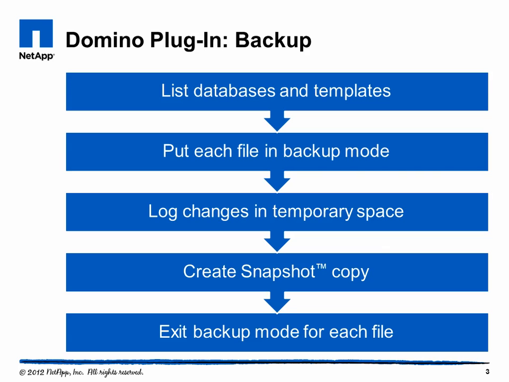Essentially how this plugin works is first we reach out to the Domino server, we get a list of all the databases and templates, we then have to individually put each file into backup mode. During the time that we're in backup mode, we're logging all changes to the database in a temporary space. This is called change info. Once all of the databases are in backup mode, we take our snapshot copy. Once the snapshot completes, we then exit backup mode. And again, this is called for each file individually.